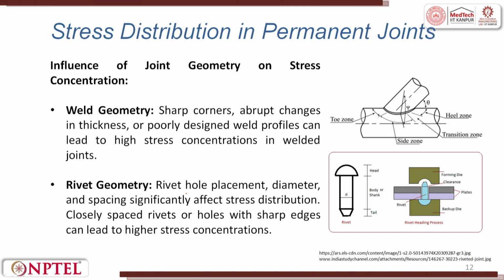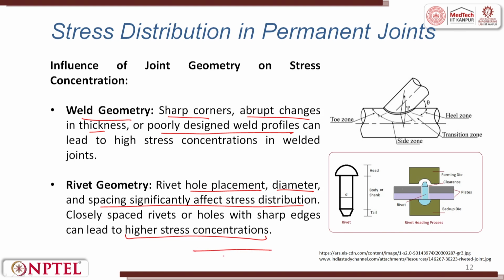Well, geometry plays a big role. Sharp corners, abrupt changes in thickness or poorly designed weld profiles can lead to high stress concentrations in a welded joint. So, designing of the weld depending upon the strength that is required is an important factor here. In rivet geometry, rivet hole placement, the diameter of the hole and spacing between the rivets significantly affect the stress distribution. Closely spaced rivets or holes with sharp edges can lead to high stress concentrations.